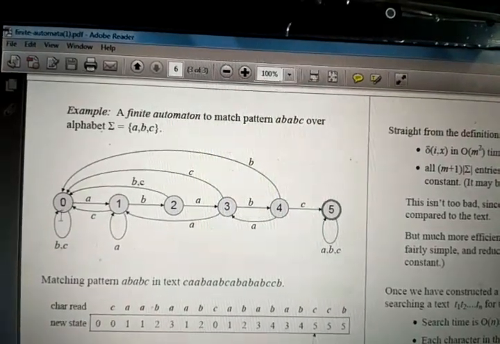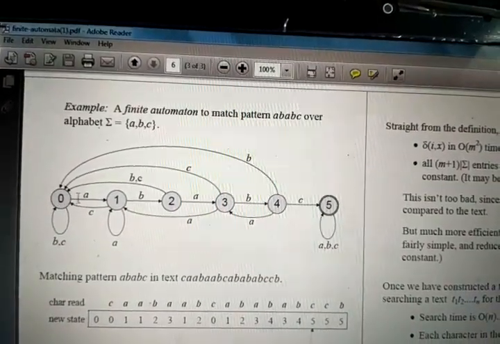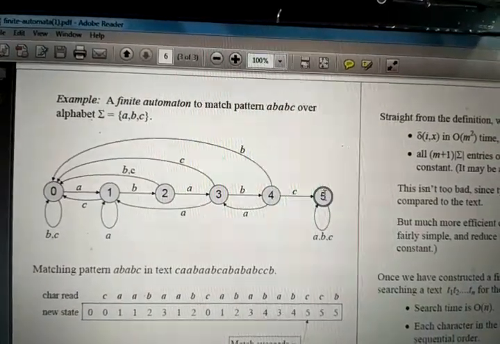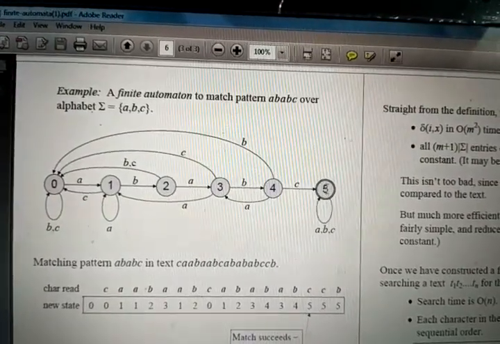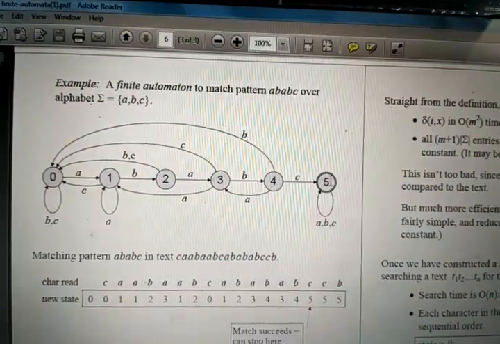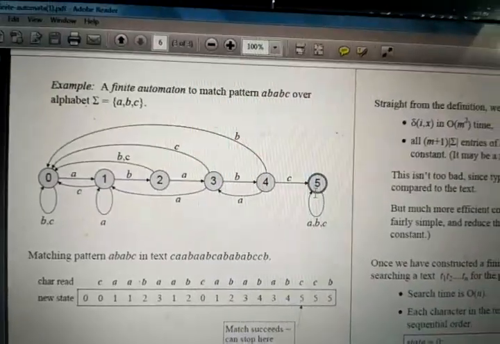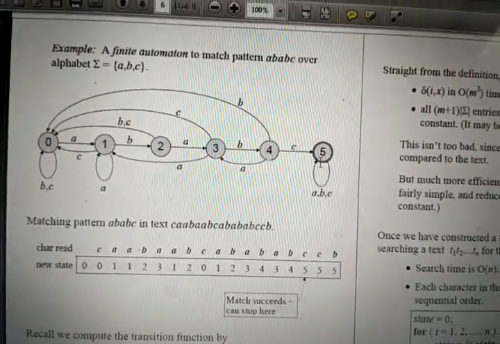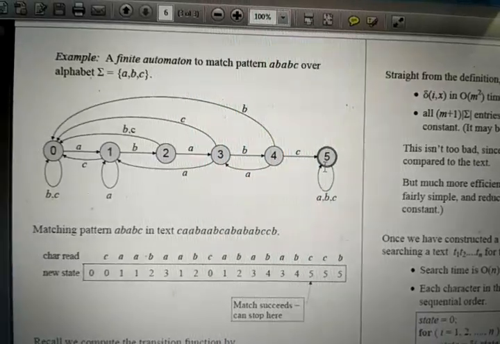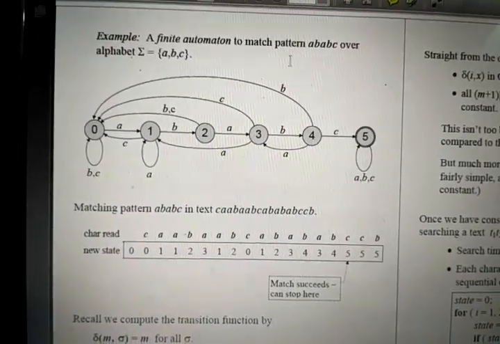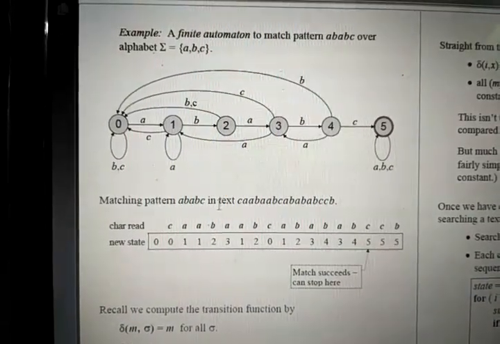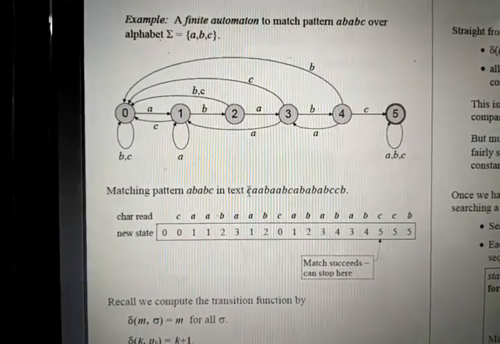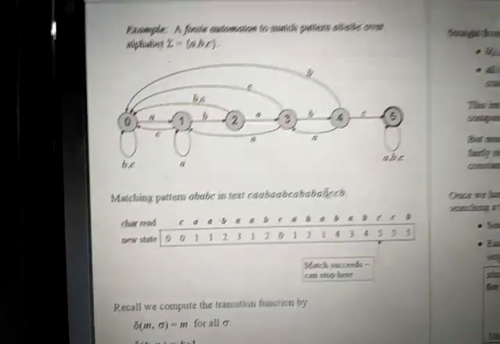So in this way, if at any point of time we can reach state 5, in that case it is sure that we have found one match. Then we need to return the position number from where we are getting the matching. One example is given here. Suppose we want to match the pattern ABABC in the text given. Text is here, CAABAA. This is the text. Now how can we do the matching?